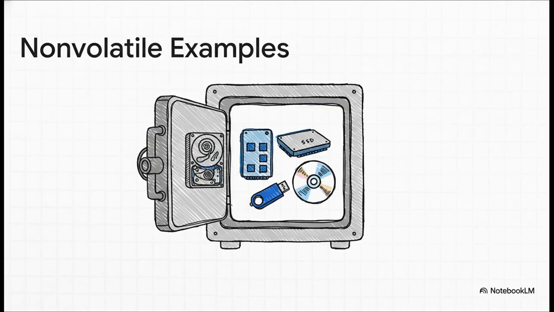And that filing cabinet can come in a lot of different shapes and sizes. The most common ones you'll find inside your computer today are hard disk drives, or HDDs, and solid-state drives, or SSDs. But this also includes things like those little USB flash drives you carry around, and even older formats you might remember, like CDs and DVDs. They all share one critical feature. They don't forget when the power goes out.